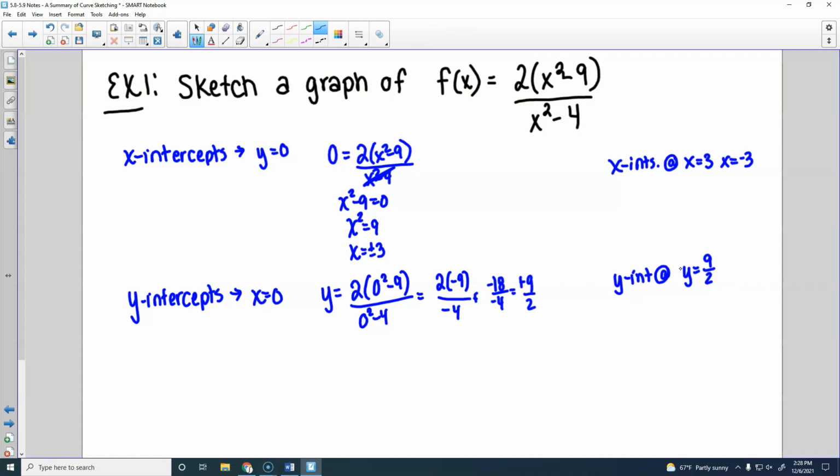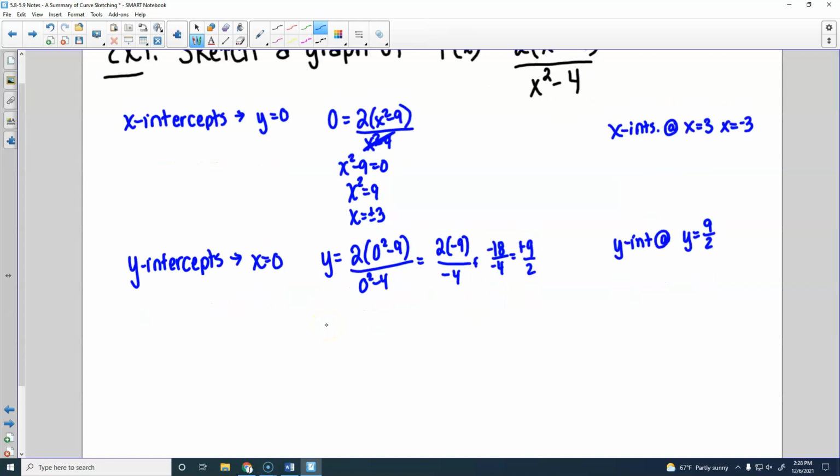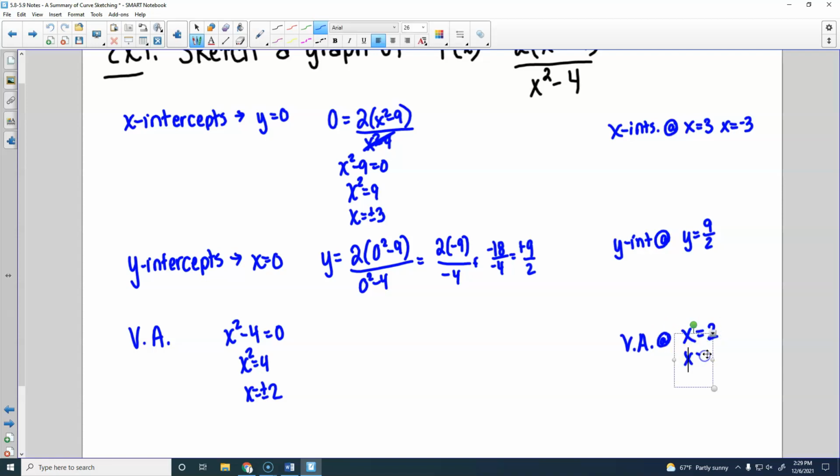All right. So x and y intercepts. Let's do vertical asymptotes. Vertical asymptotes occur whenever our denominator equals 0. So x squared minus 4 equals 0, so x squared equals 4, so x equals plus or minus 2. So we've got vertical asymptotes at x equals 2 and x equals negative 2. We're only going to do one of these, but yes, these take up a lot of room.